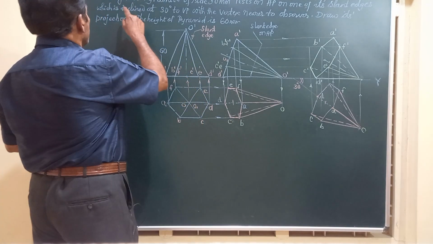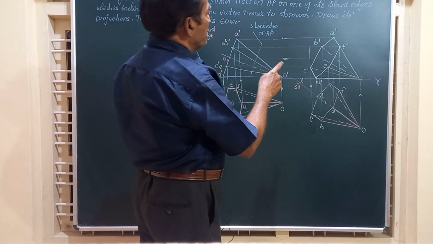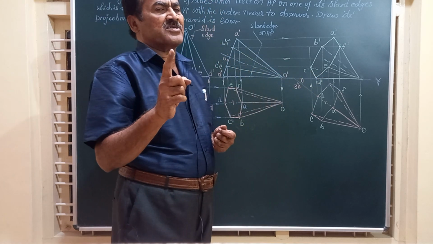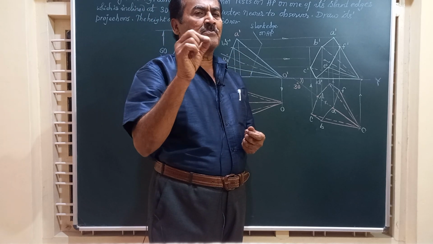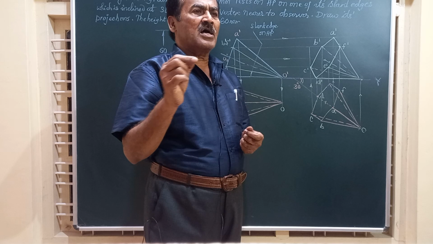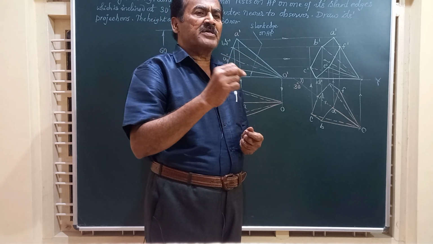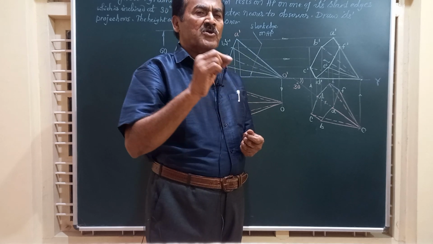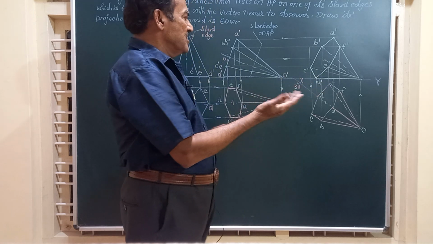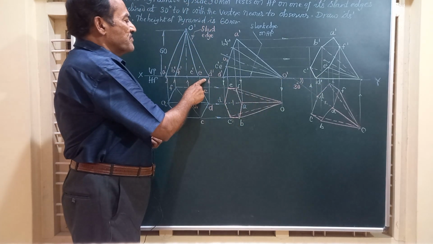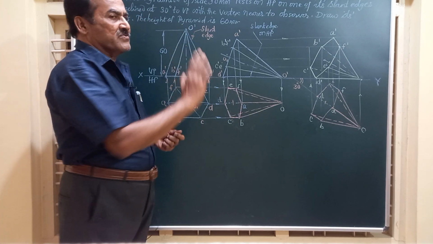It reads like this: a hexagonal pyramid of side 30 mm rests on HP on one of its slant edges. So, friends, the moment you see the statement that a pyramid is resting on a slant edge, or resting on a corner, or a slant edge of the pyramid is inclined to HP, for all these cases, you have to place the pyramid on HP such that one of the corners of the pyramid comes to your right side and obtain the top and front views.